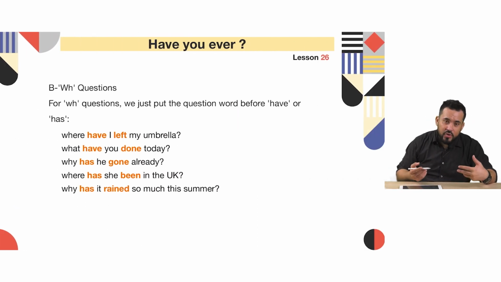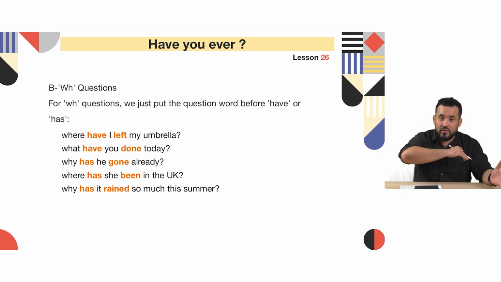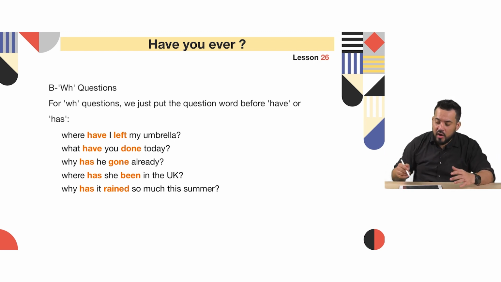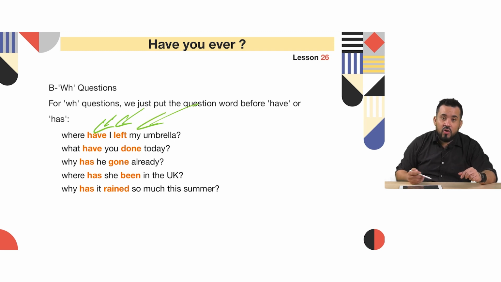Now, with WH questions it's the same thing. We said always WH questions go to the very beginning of the sentence. Everything else follows in the same order. So the auxiliary will still be next after the question word. The subject will follow the auxiliary and the verb will follow that.